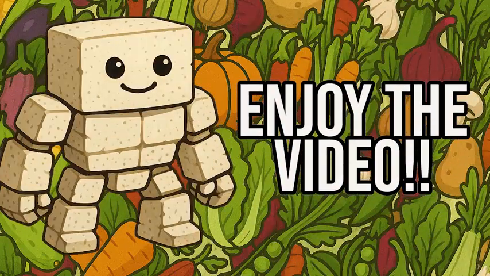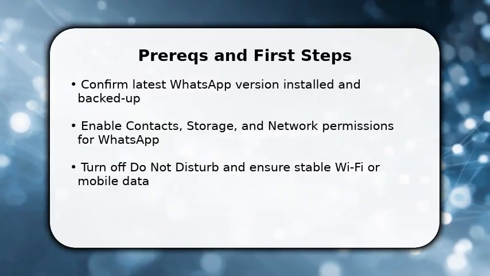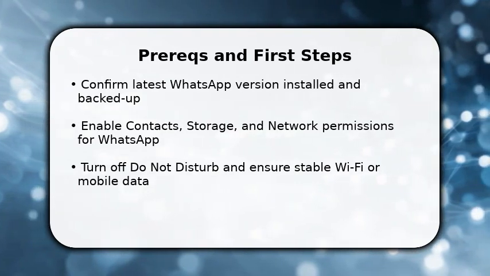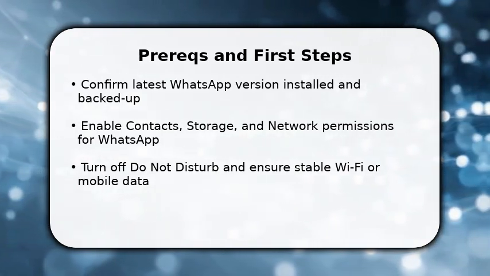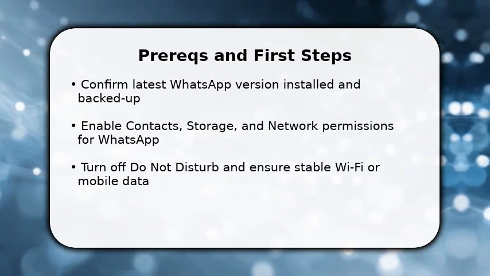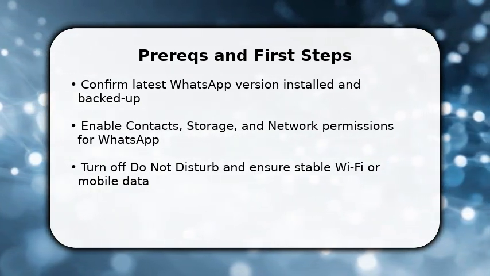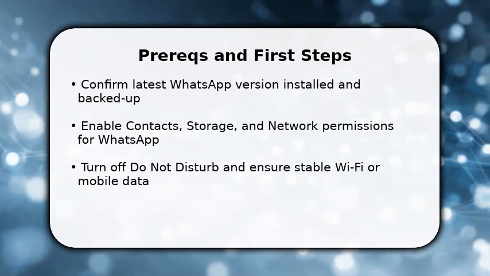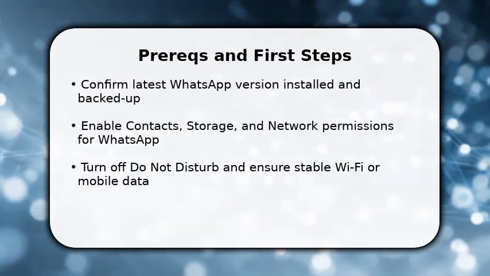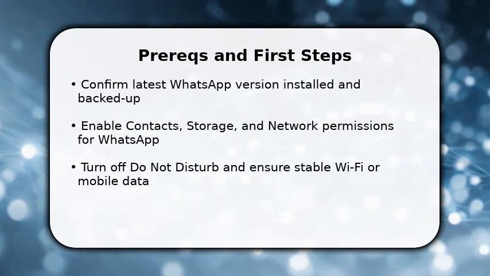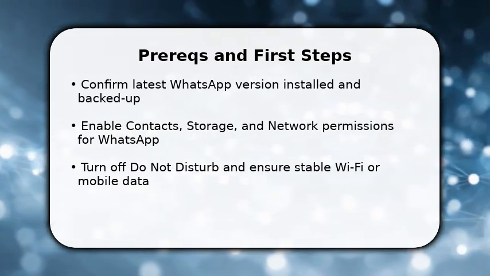Please enjoy the video. You start by verifying the essentials so fixes work. Update WhatsApp, grant contacts and storage permissions, and use a steady network. Once done, restart the phone to clear transient permission locks and open WhatsApp immediately. Make sure WhatsApp can access contacts so status viewers populate, otherwise things appear as views not available.